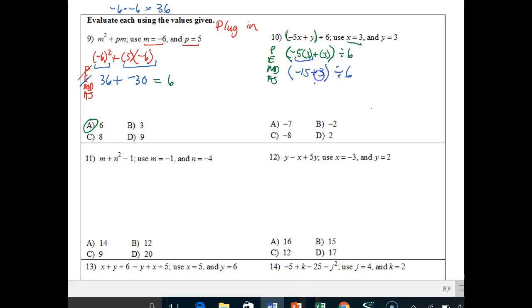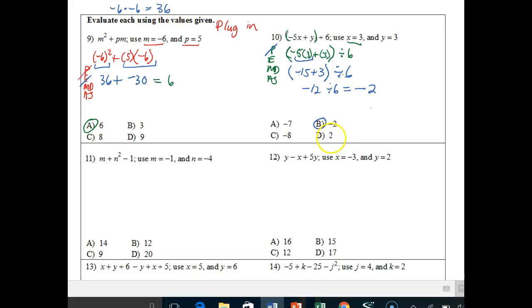So negative 15 plus 3, DSSL. Why am I doing this first instead of dividing this? Because it's in parentheses. So I get negative 12 divided by 6, and now this is a DSN, right? We switch from DSSL to DSN, going back and forth, back and forth. Got to be on your game. So this gives us negative 2.